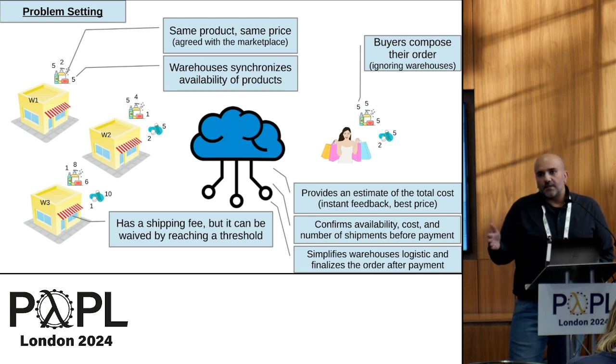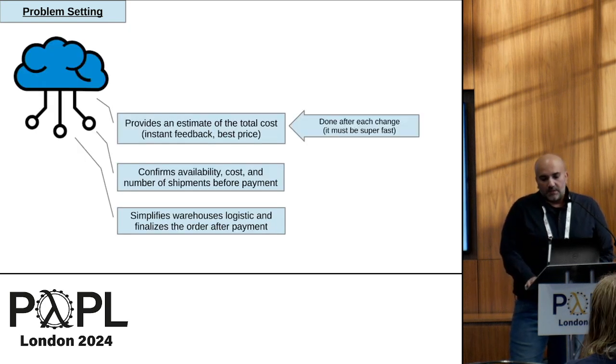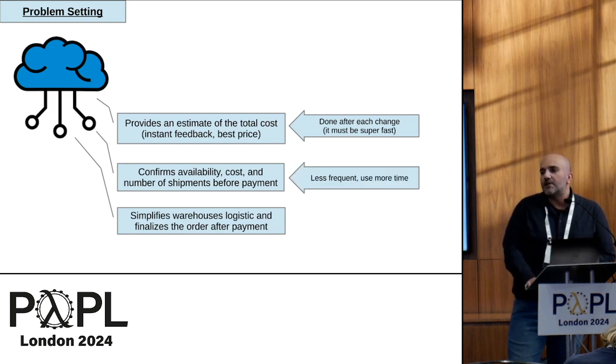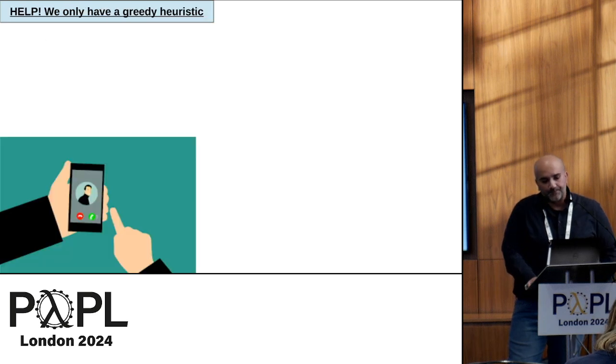Finally, once the order is fulfilled and paid, it's time for the final decision. So we have to decide which warehouses to contact and what to ask of each warehouse. So again, for the first of these three tasks, we must be super fast because it's a frequent operation. The second one is a bit less frequent, we can spend a bit more time. The last one, technically, is an offline operation, so we can take even more.